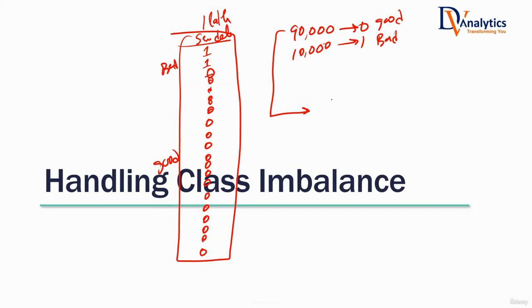Take only half of them. That means you do undersampling of the dominating class. Randomly pick how many out of 90,000? 45,000. Then you do oversampling of the inferior class.